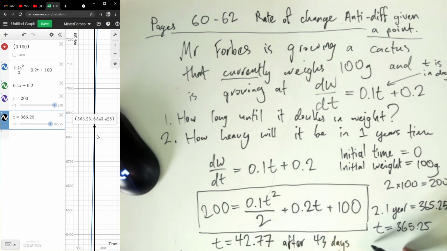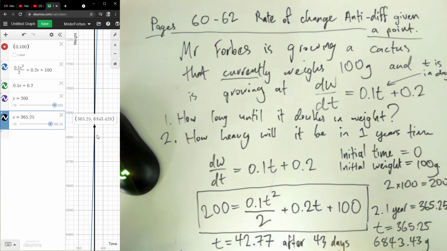Right, so the answer to question 2 is 6,843.43 grams after 1 year. Now you would probably have to use an actual calculator to do that, but yeah, the idea of these questions remains the same.